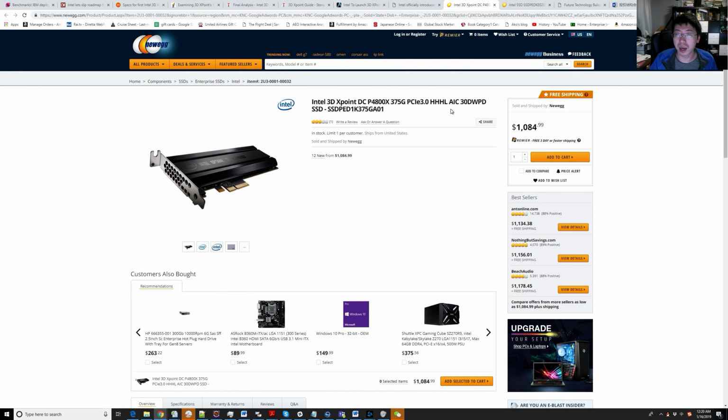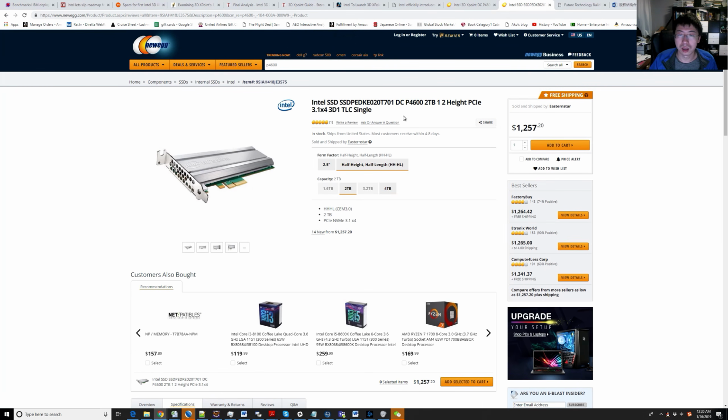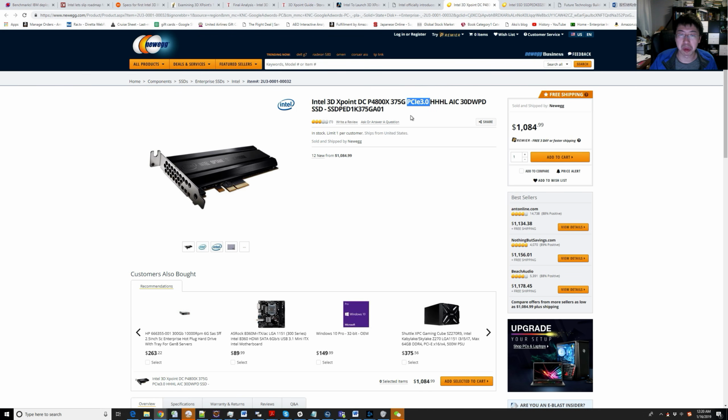Yeah, and in terms of pricing, I mean, you can get a 375 gig Optane with PCIe connection, or you can get a 2 terabyte SSD with a PCIe. Same price, except 6 times storage. I mean, you be the judge.